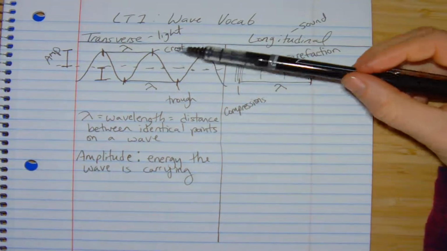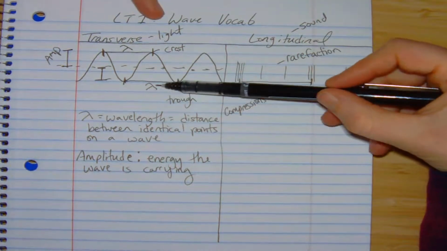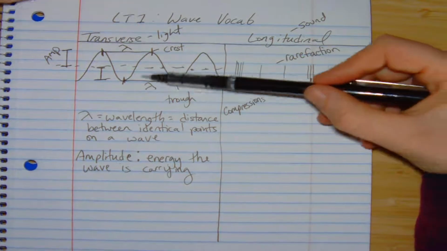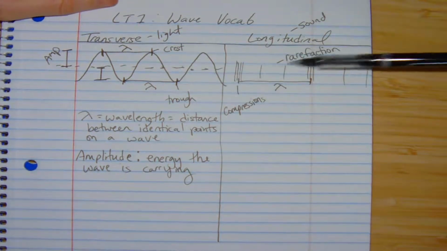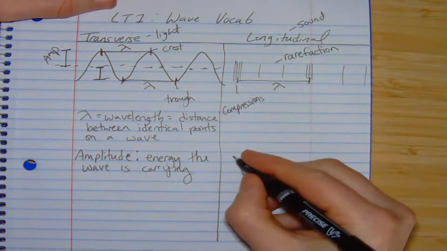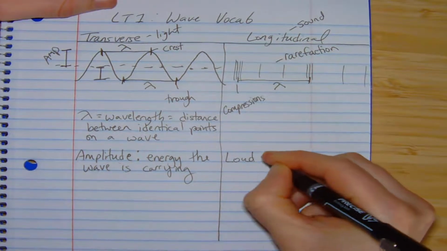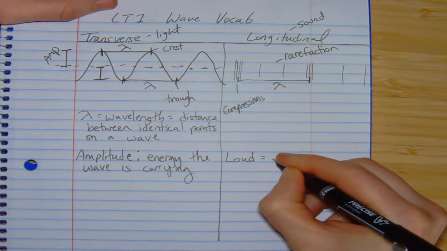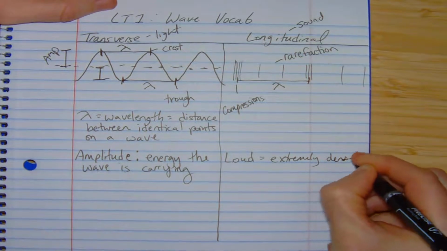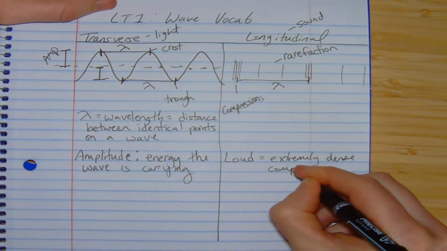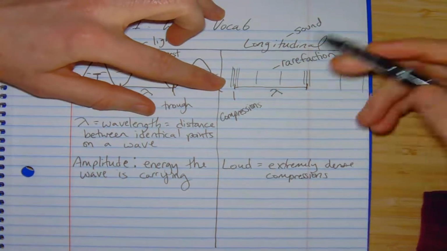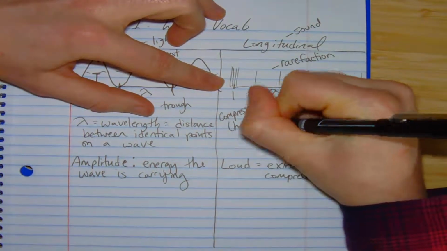So if you have a really bright light, you would have a tall wave. A very dim light would be a short wave, okay, lesser height. A little different, obviously, for compressions and rarefactions. If you have a really loud sound, you would see extremely dense compressions. So that air, if it was traveling through, let's say, the classroom, would compress extremely tight. Okay, these are areas of high density.